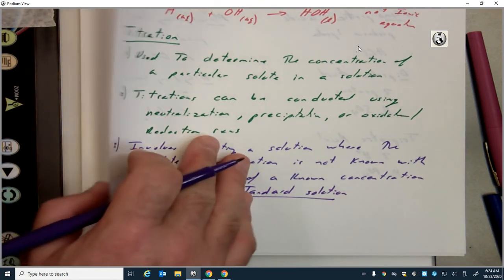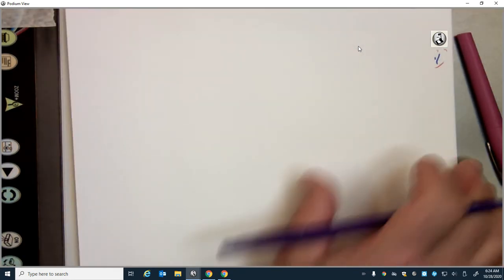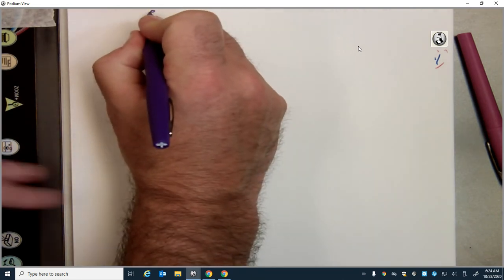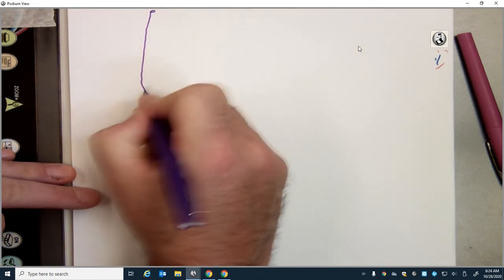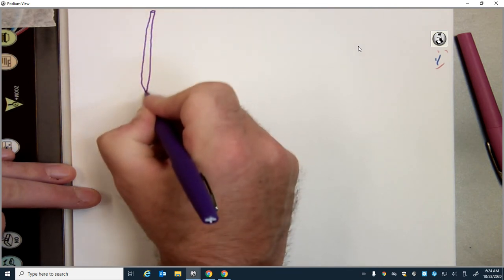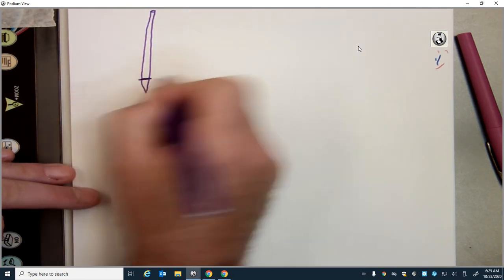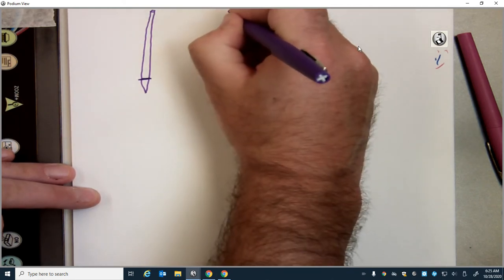Now, just to jog your memory, we usually do this in two burettes. For those of you that don't remember, you have the long tubes, right? There was a valve right down here that turned it on and off, and we had two of them.